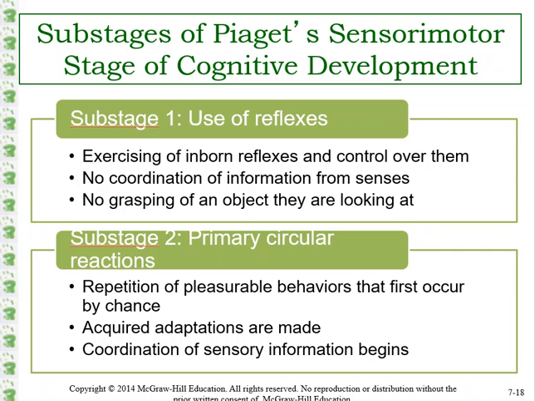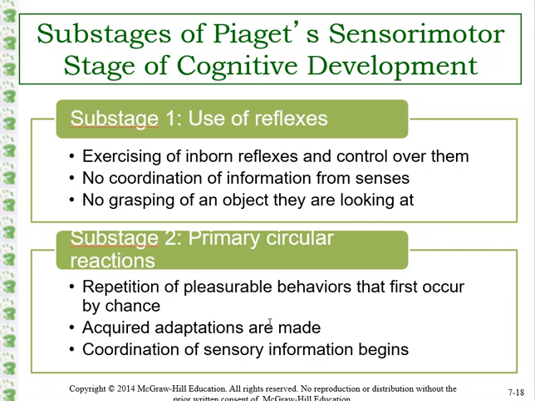So that's substage 1. So reflexes are important. Okay. So there's no grasping of an object that they're looking at this point. This is all just very inborn reflexes in this first stage. Then we have the second stage, which is the primary circular reactions. We talked about what circular reactions were, but just to refresh, it provides a special means of adapting the first schemes or schemas.